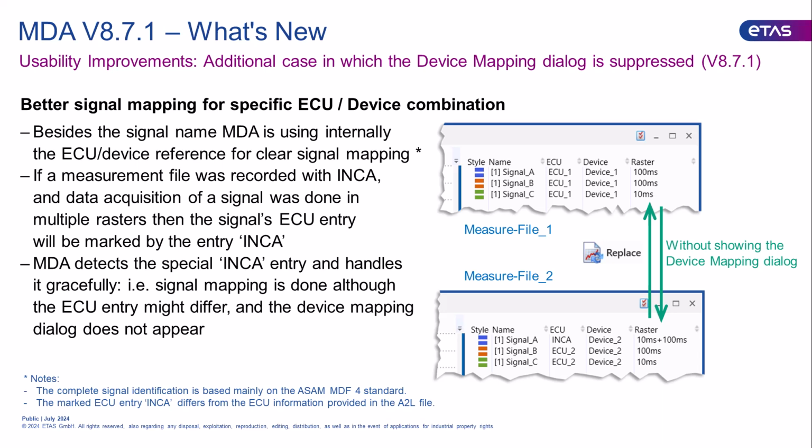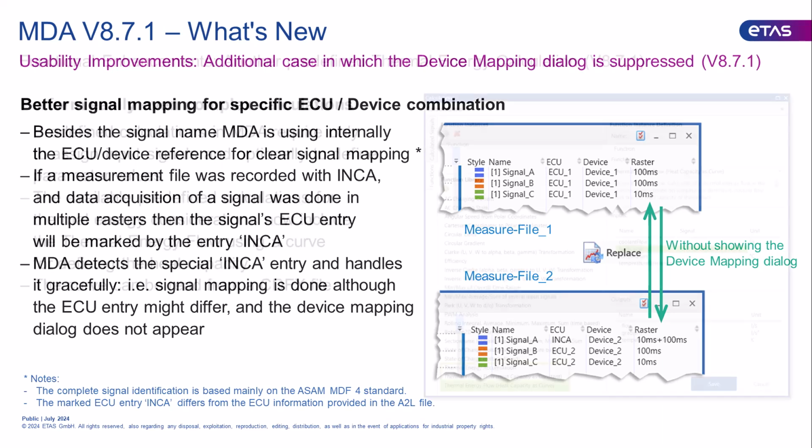Unfortunately, this caused in MDA that the same signal recorded in single or multi-raster seemed to be different signals. As a result, the expected signal mapping failed. Now MDA 8.7.1 treats the ECU entry Inca as a wildcard and can map such signals.